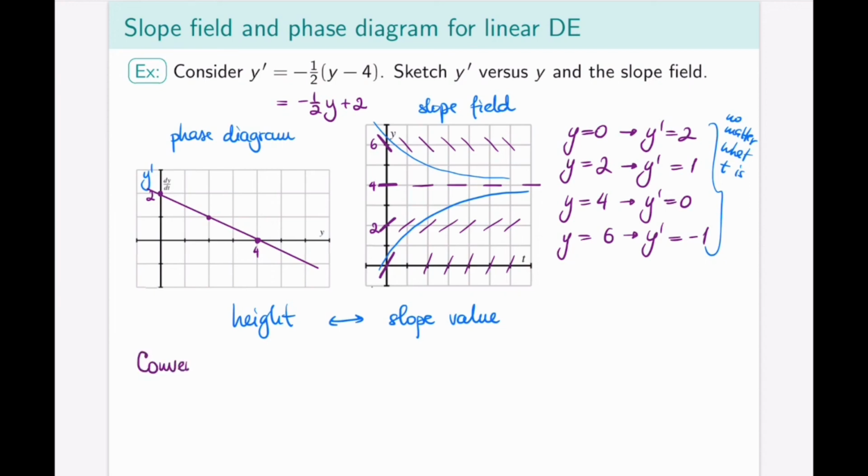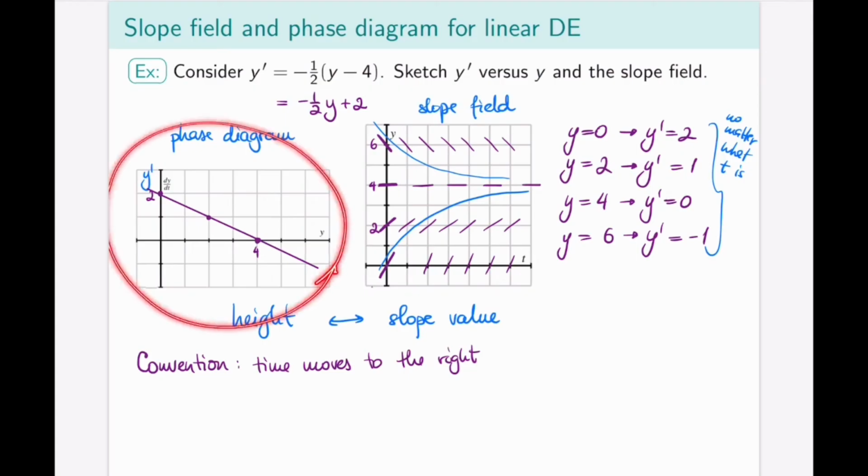The convention, and this is not for any particular reason, but just so that we always use the same thing, is that time moves to the right. This is also consistent with how we normally draw, for example, the time axis here. Time increases in what we consider to be the positive direction of the x-axis. Time moves to the right, and what I would like to include on this phase diagram is this increasing of the solution when y prime is positive and decreasing of the solution when y prime is negative. This is visible on the slope field, but not yet on the phase diagram.